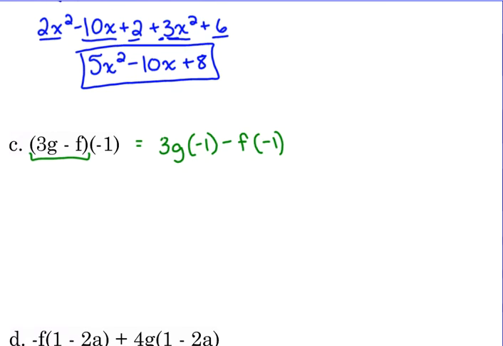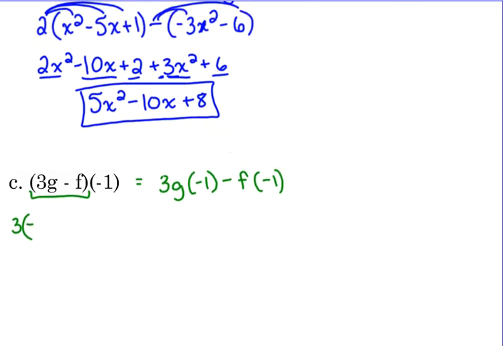Okay, so let me do it the first way, where I do 3 times g. So my g of x function is negative 3x squared minus 6. Notice, I kind of changed the order. In the first two, the f function came first. This time the g function is coming first. Minus our f of x function. Okay, so for the moment, I'm just putting that negative 1 on the back burner. I'm doing the linear combination first.